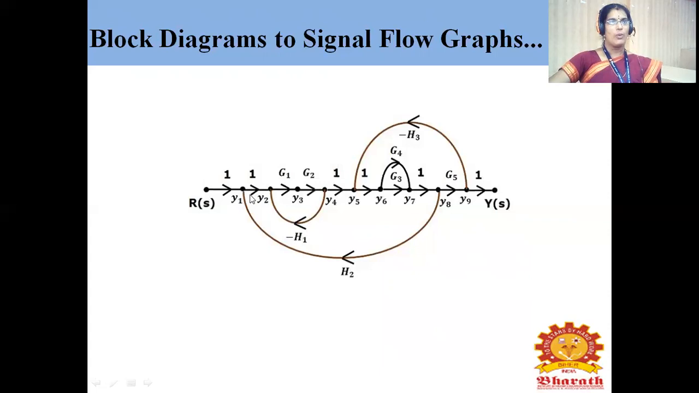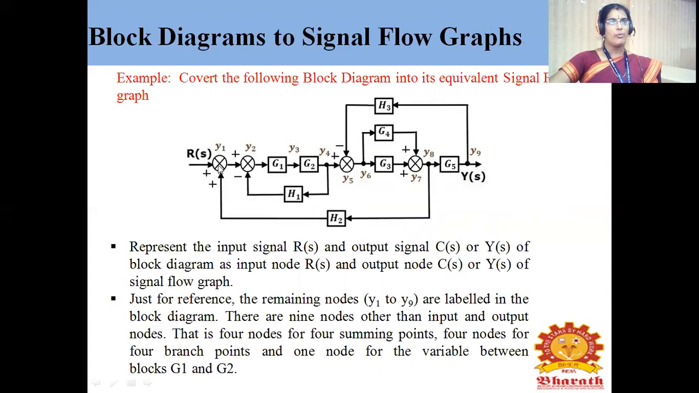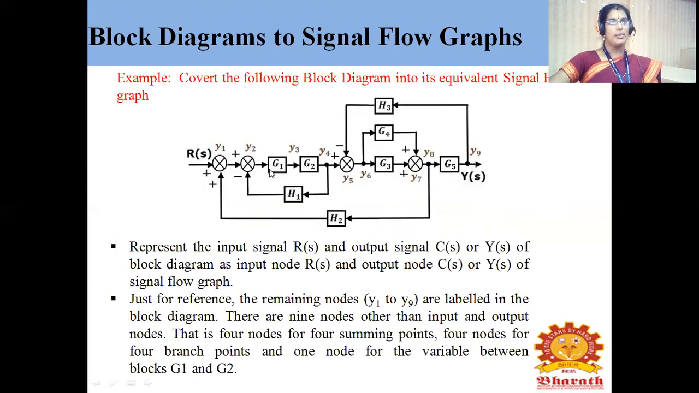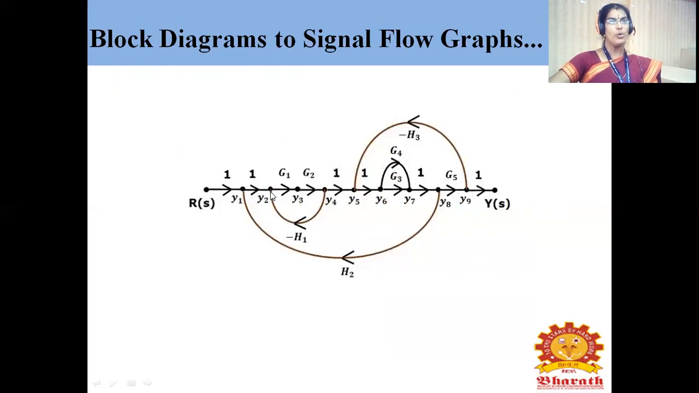Similarly, from Y1 to Y2, we have to check. From Y1 to Y2, again there are no blocks, so we have an arrow and mark it as 1 here. That's what I did here. Similarly, when you move from Y2 to Y3, there is a gain representation which is given as G1. So Y2 to Y3, there is an arrow marked as G1.